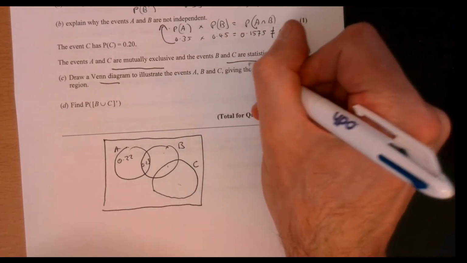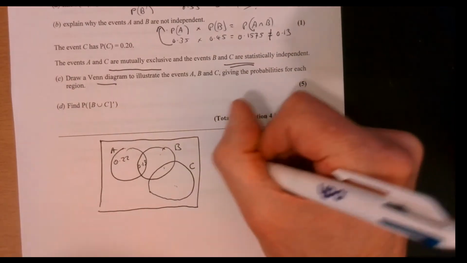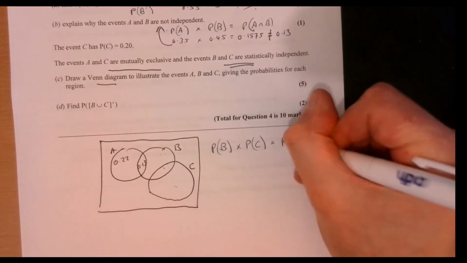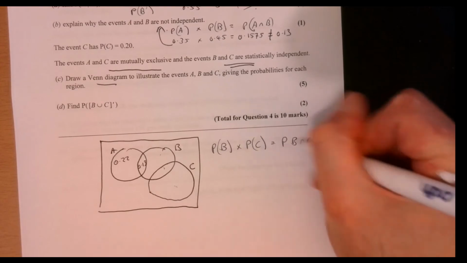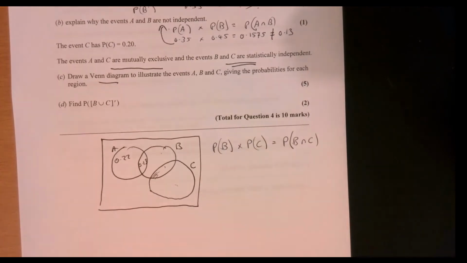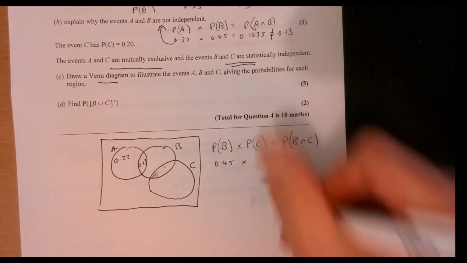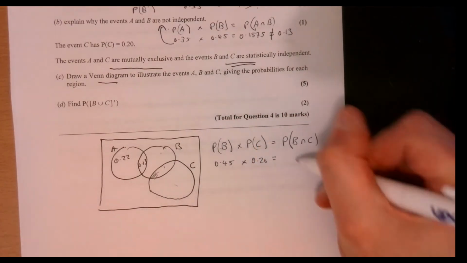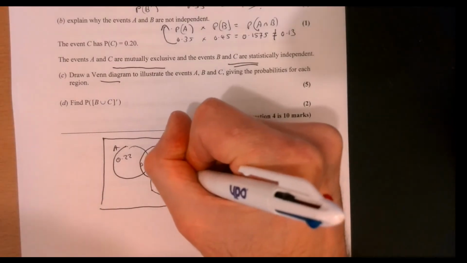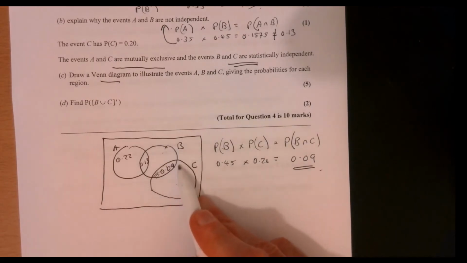But the other bit of information it told me is that B and C are statistically independent. So therefore, the probability of B multiplied by the probability of C must equal the probability of B intersection C. And that's how I'm going to work out that one in there. So the probability of B is 0.45 multiplied by 0.20, and that's going to equal 0.09. So that's 0.09 just there.